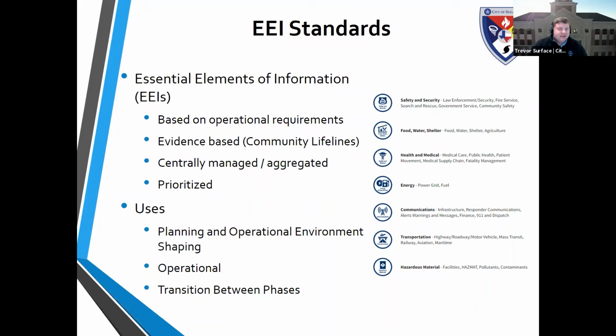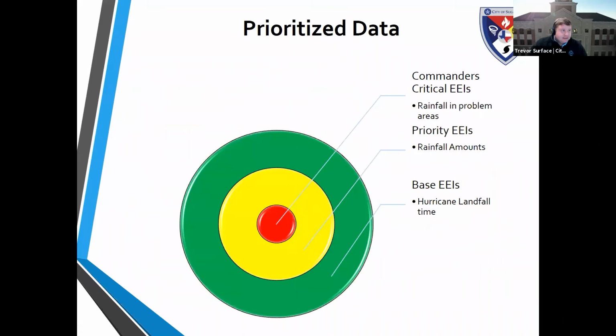You can make a decision based off of every category in one spot. And then of course, have them prioritized. During a hurricane, you don't really need to know what the temperature is going to be like as much as you need to know the predicted wind and the predicted rain, or the current level of the rain or current level of wind. And of course, the uses: planning, shaping your operations, and the transition between phases. A lot of these need to be prioritized with that data.